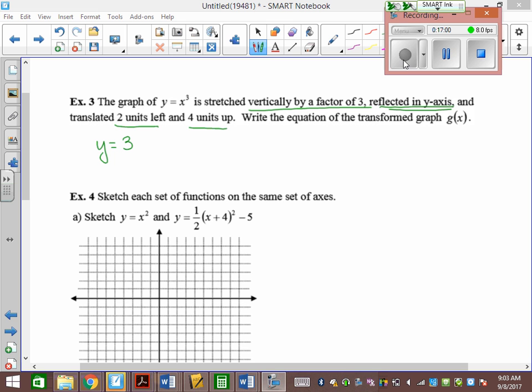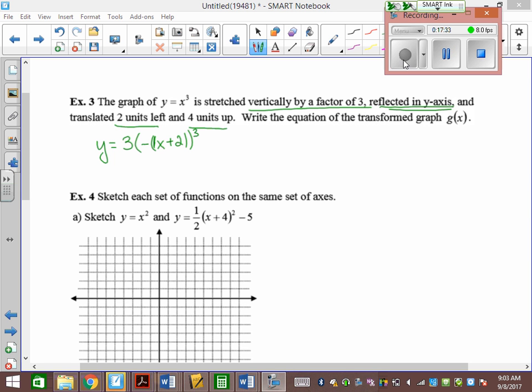Reflected in the y means my x is negative. 2 units left means it's actually going to be x what? Why did I put brackets here? Because if that negative was just sitting in front of the x, I would have to take the negative x out, and it would actually change my sign, right? So I always have to have a 1 in front of that x, a positive 1 if I want to put my horizontal translation, right?